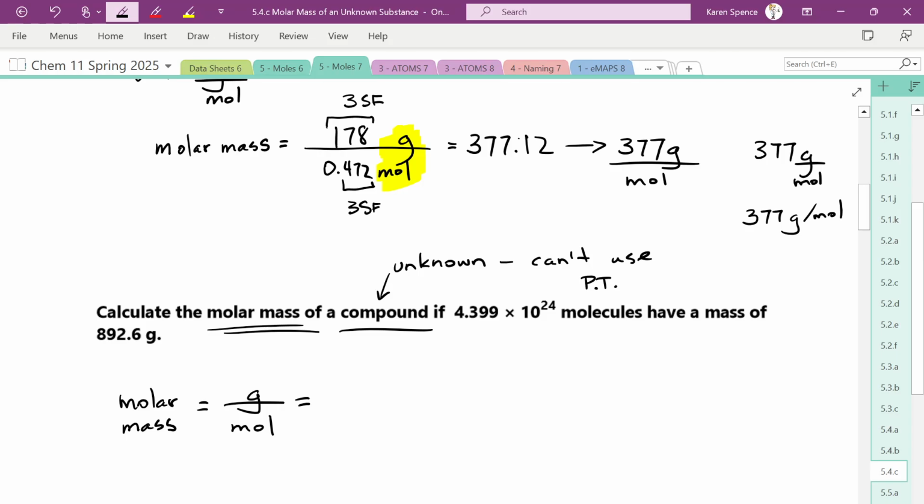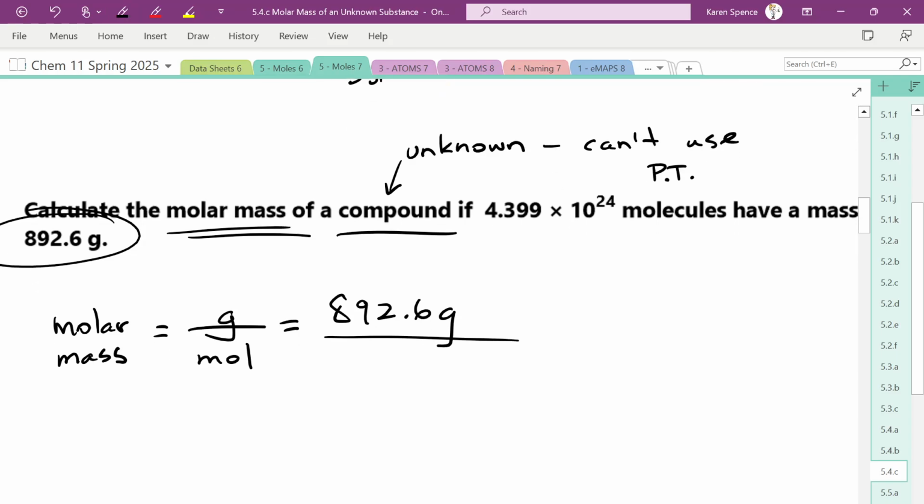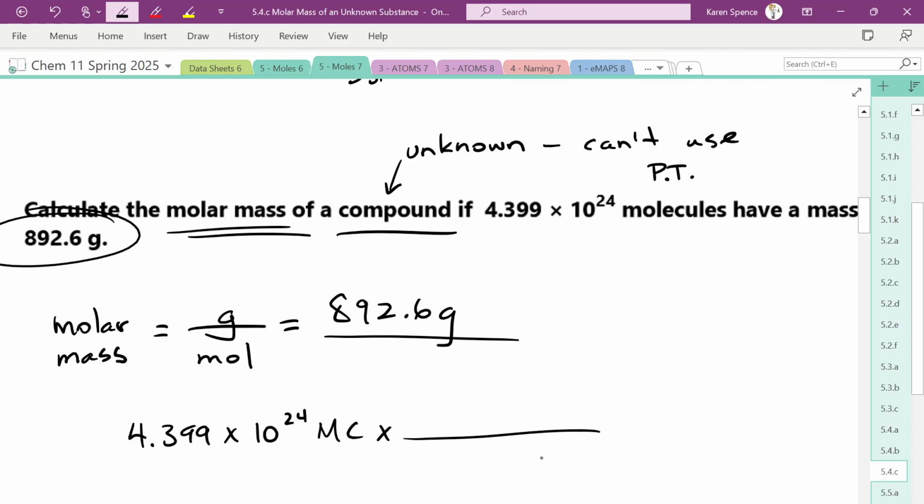Do we have grams? Yes, we have 892.6 grams. Do we have moles? No. So you can say, well, what do I have? I have 4.399 times 10 to the 24 molecules. Could I find moles from that? Yeah, absolutely. Let's cancel our molecules and find the moles.